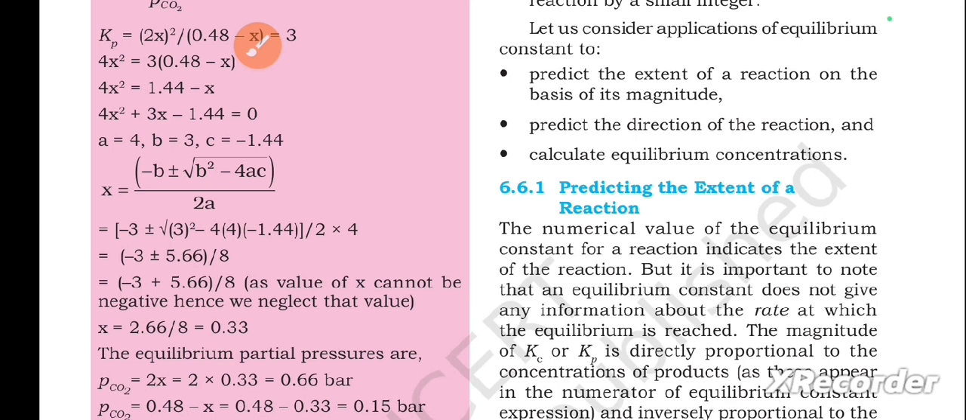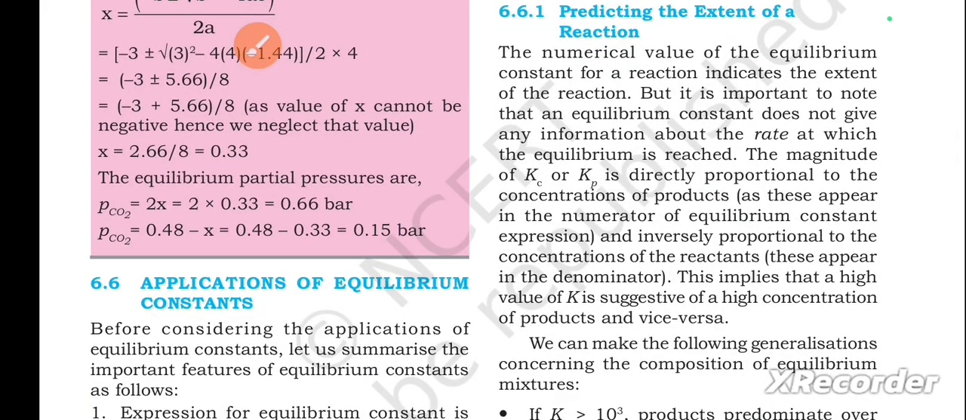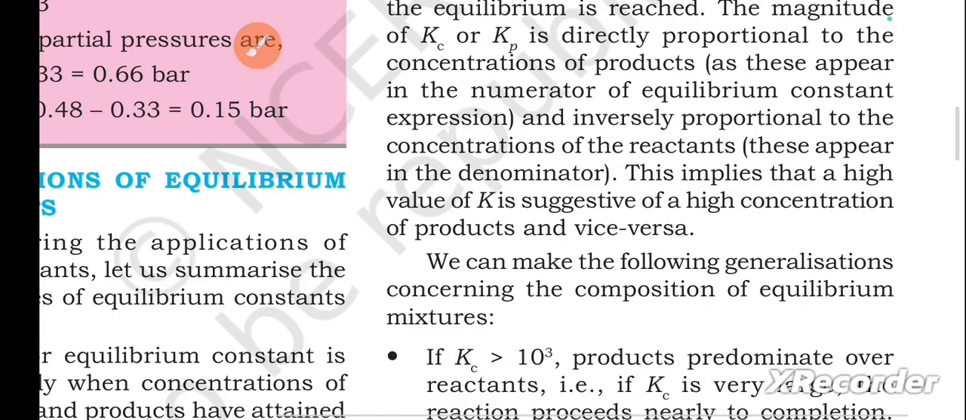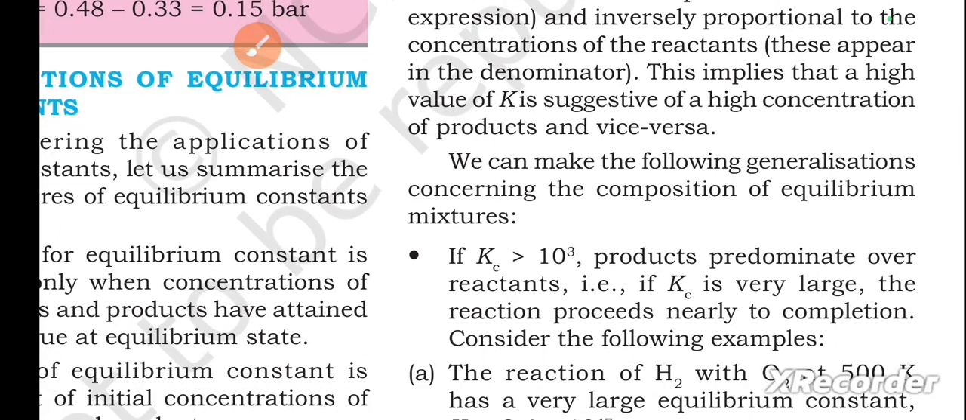The numerical value of the equilibrium constant for a reaction indicates the extent of the reaction. But it is important to note that an equilibrium constant does not give any information about the rate at which the equilibrium is reached. The magnitude of Kc and Kp is directly proportional to the concentrations of products, as these appear in the numerator in the equilibrium constant expression, and inversely proportional to the concentrations of the reactants. This implies that a high value of K is suggestive of a high concentration of products and vice versa. We can make the following generalizations concerning the composition of equilibrium mixtures.